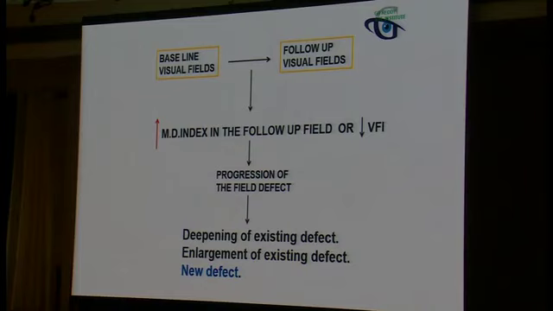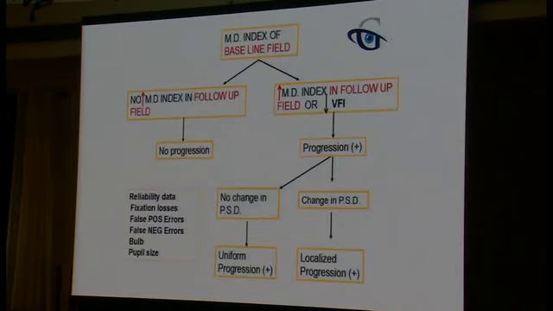After making the baseline visual field and the follow-up fields, if there is an increase in mean deviation index in the follow-up field and/or a decrease in the visual field index, it is a sign of progression. The final sign of progression can be deepening of the existing defect, enlargement of the existing defect, or finding a new defect. If this is associated with no change in PSD, it is usually due to cataract. And if it is associated with a change in PSD, that means a localized field defect in progression.